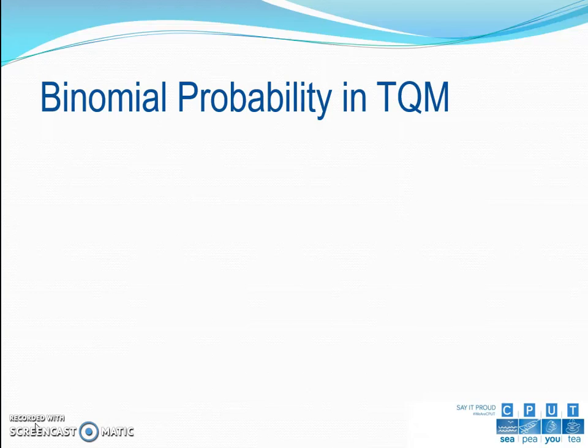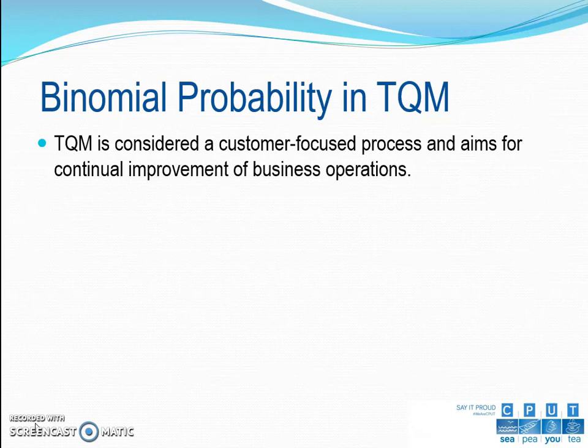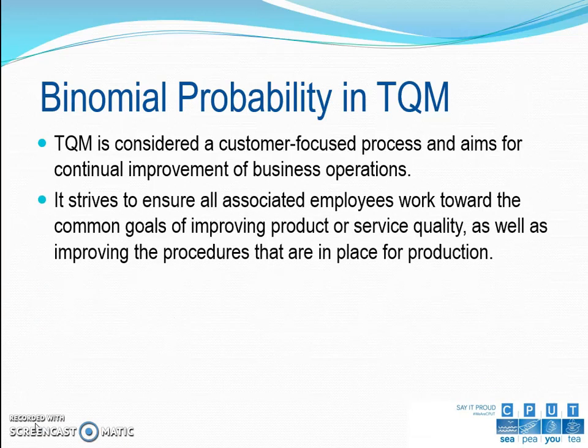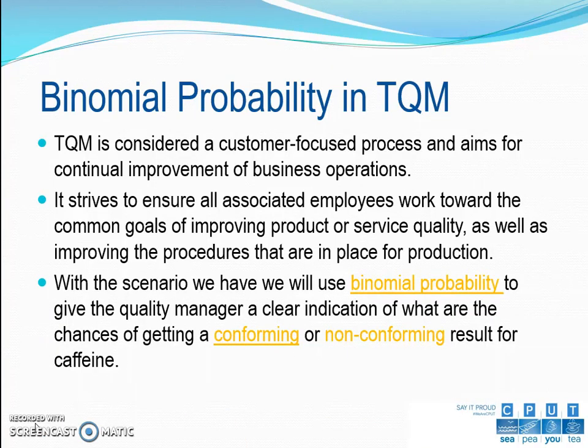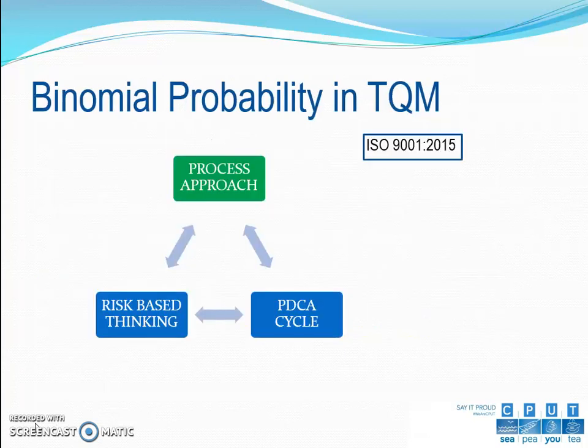Okay, now let's show you the link between binomial probability and total quality management. TQM is considered a customer-focused process and aims for continual improvement of business operations. It strives to ensure all associated employees work towards the common goals of improving product or service quality, as well as improving the procedures that are in place for production. With the scenario we have in this project, we will use binomial probability to give the quality manager a clear indication of what the chances are of him getting conforming or non-conforming results for caffeine.